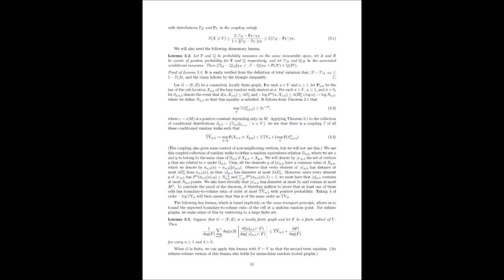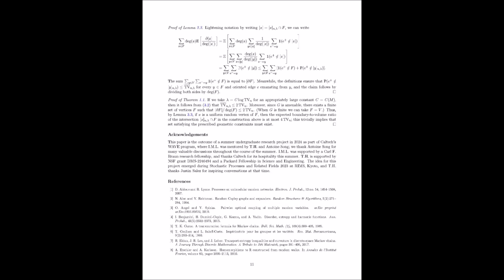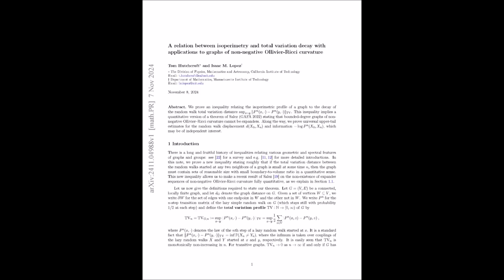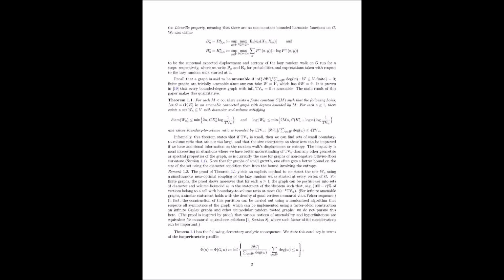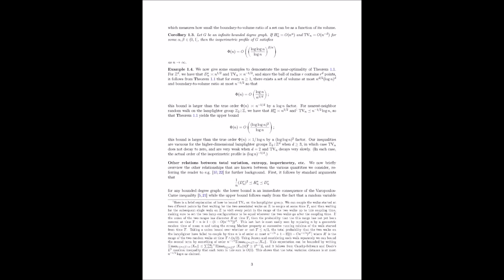Well, I think we've covered an incredible amount in this deep dive. We've explored this fascinating connection between isoperimetry and total variation decay. We unpacked this very elegant construction of those sets with small boundary to volume ratios. Yeah. And we saw how all of this comes together to help us understand the structure of these graphs with non-negative Ollivier-Ricci curvature. It's been a really fun and captivating journey through this very rich mathematical landscape, and I think it showcases the beauty, the power, and the interconnectedness of all of these concepts.